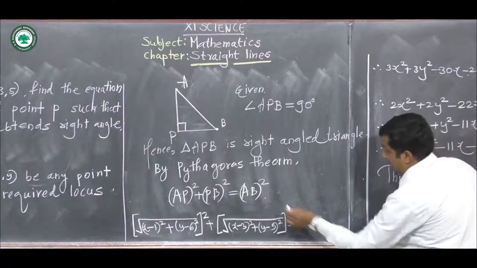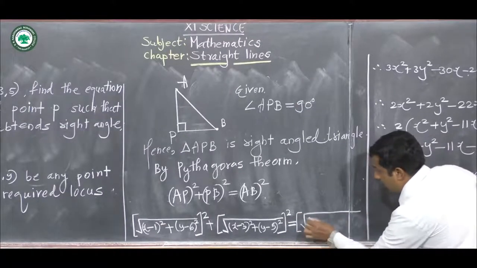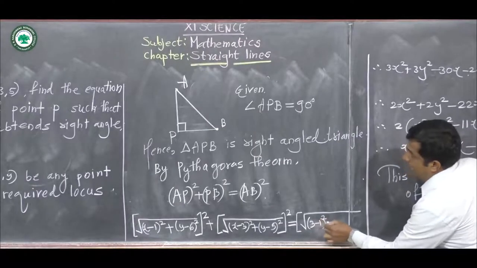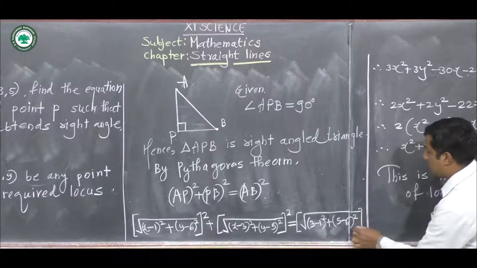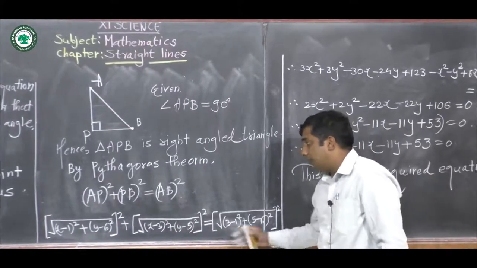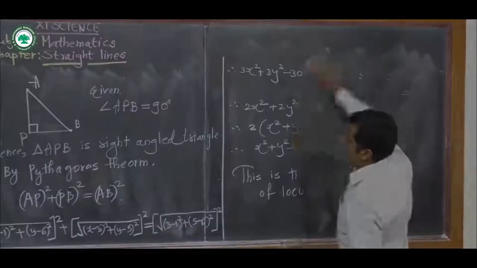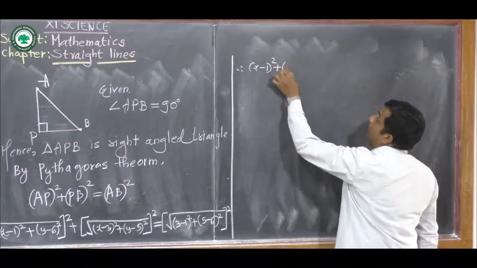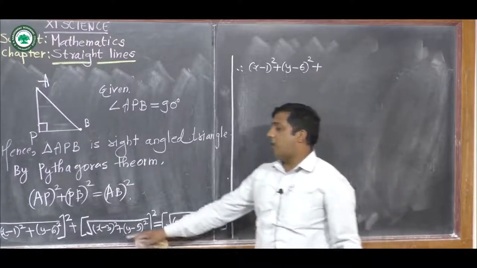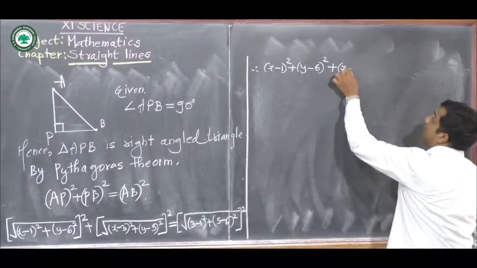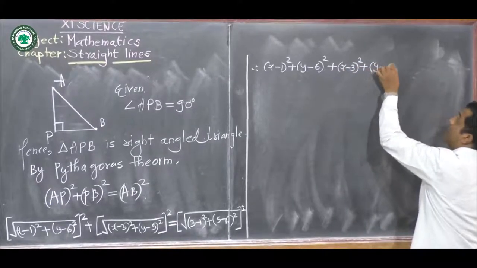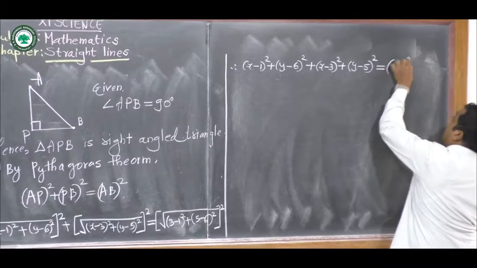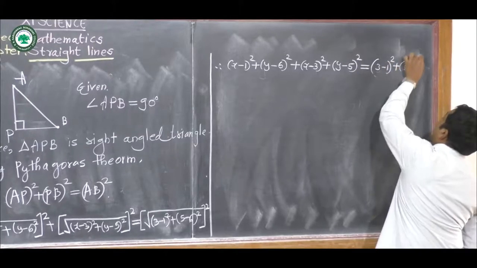then for the RHS, that is for AB, again we consider the square root, in that we know coordinates of points A and B. So I write (3 minus 1) square plus (5 minus 6) square, and this whole bracket squared, by using the distance formula. Now we go with our next step. We know the square root of this bracket squared is (x minus 1) square plus (y minus 6) square, plus, similarly for the second, (x minus 3) square plus (y minus 5) square is equal to, then in the RHS again we get (3 minus 1) square plus (5 minus 6) square.